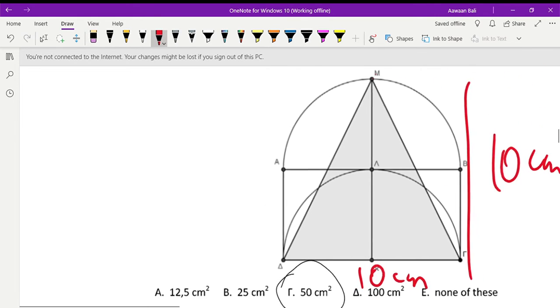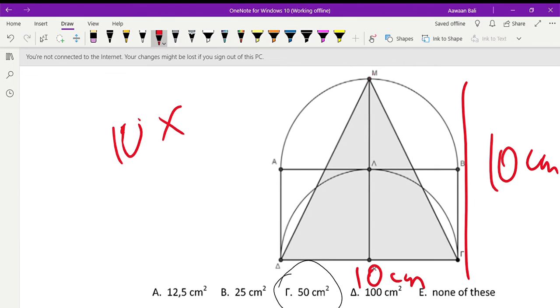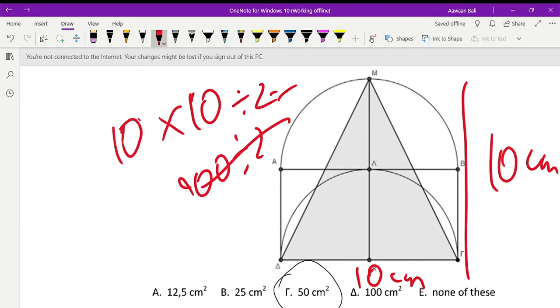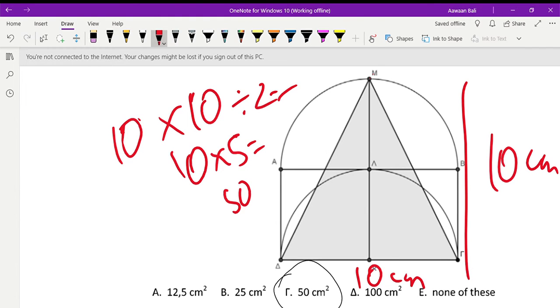You can just do 10 times 10 times half, since we found the base, we found the height, and then we just multiply by a half. Or you could just say divided by 2, which you get 100 divided by 2, which, if you're following BODMAS, is going to be 10 times 5, which is 50. Or you could just do the multiplication, then the division, either way. 100 divided by 2, 50.